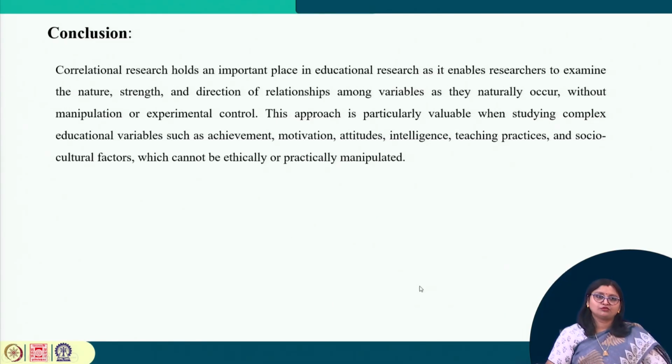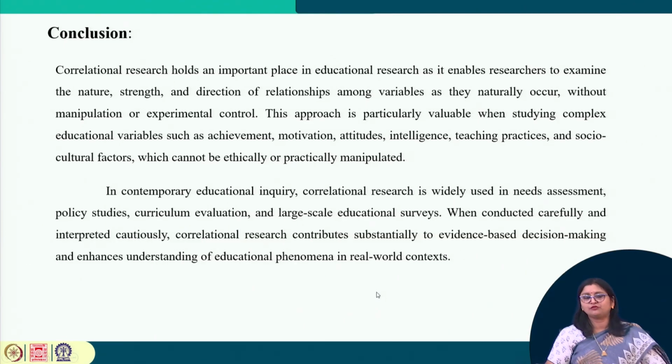And now we can conclude that correlational research holds an important place in educational research, as it enables researchers to examine the nature, strength and direction of relationship among variables as they naturally occur, without manipulation or experimental control. This approach is particularly valuable when studying complex educational variables such as achievement, motivation, attitude, intelligence, teaching practices and socio-cultural factors which cannot be ethically or practically manipulated.